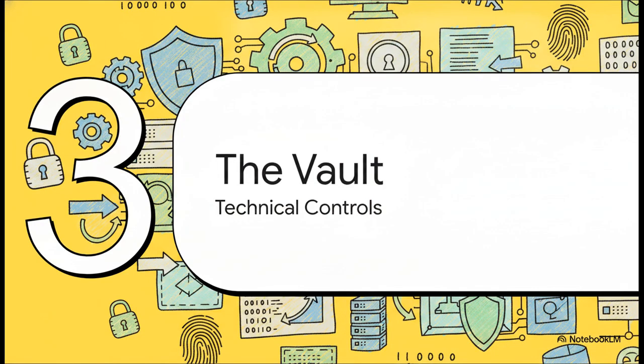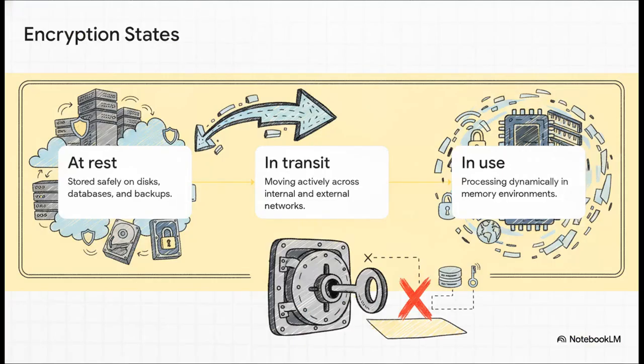Okay, let's get into the fun stuff. Part 3, the vault. Time to lock down those technical controls. So there are 3 states of encryption. To stay safe, data needs to be turned into unreadable ciphertext at all times: at rest on your hard drives, in transit while it's moving across networks, and in use when it's actively being processed in memory.